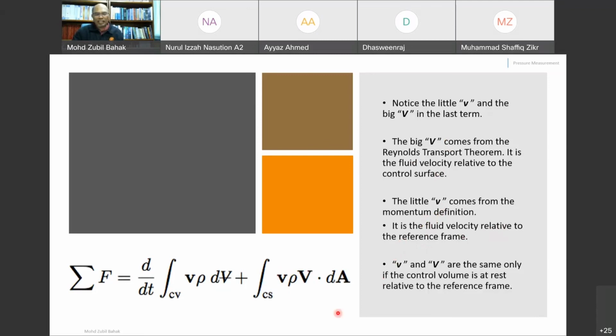While this capital V here is the velocity for the whole system there, for the whole system.